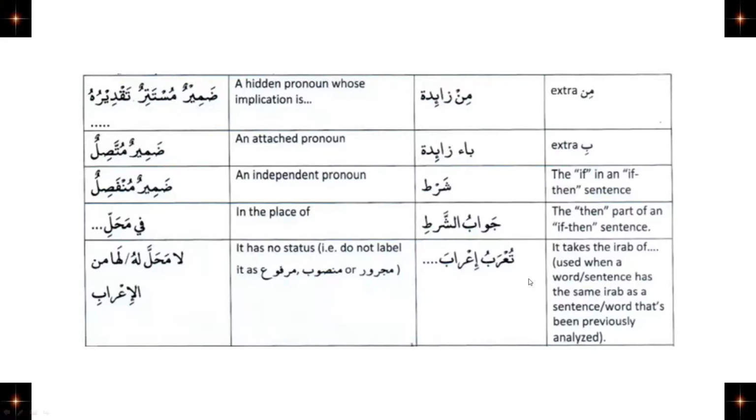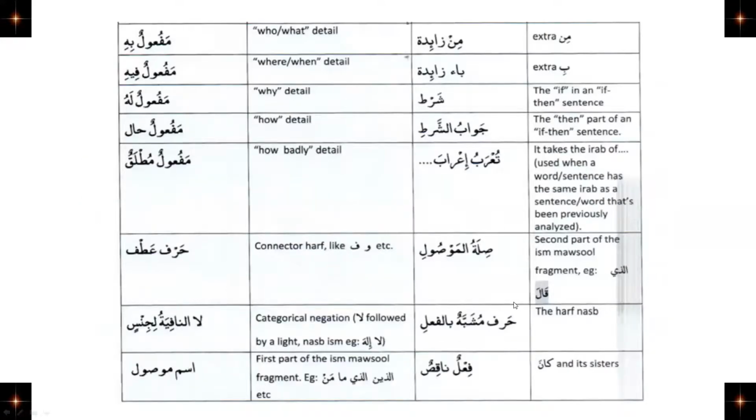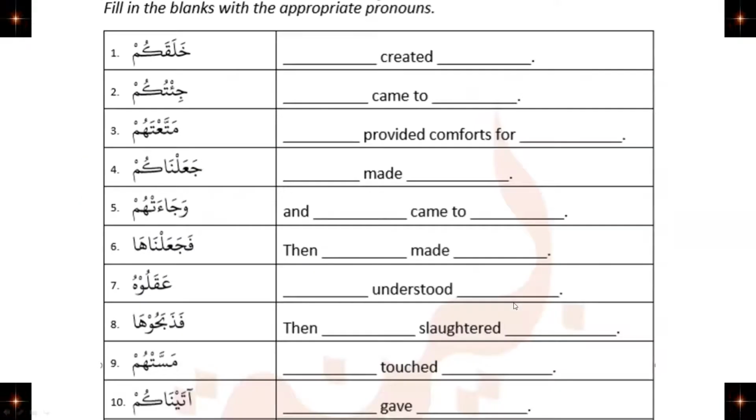For instance, I spoke to you about la nafiya lil jins. You say la nafiya lil jins tu'rab i'rab inna wa akhwatuha. تنصب المبتدا تنصب الاسم. Okay, it makes the ism after it nasb. So we say, for instance, la ilaha illallah. So la is the one that caused the ilaha to take nasb. So you say the la is like inna and its sisters. So we say tu'rab i'rab kadha. Okay. So these are the things we have mentioned and said so far.